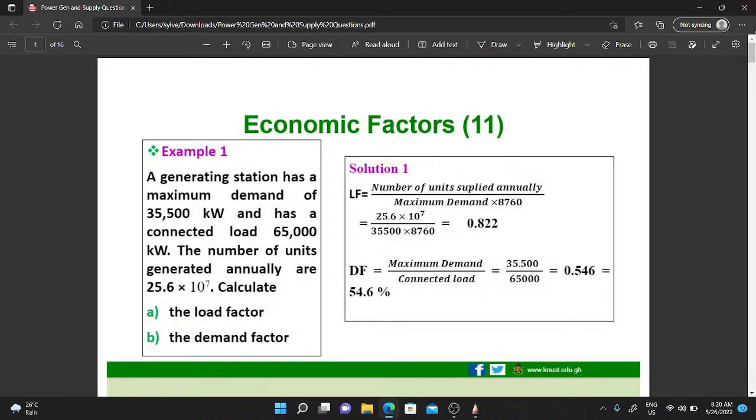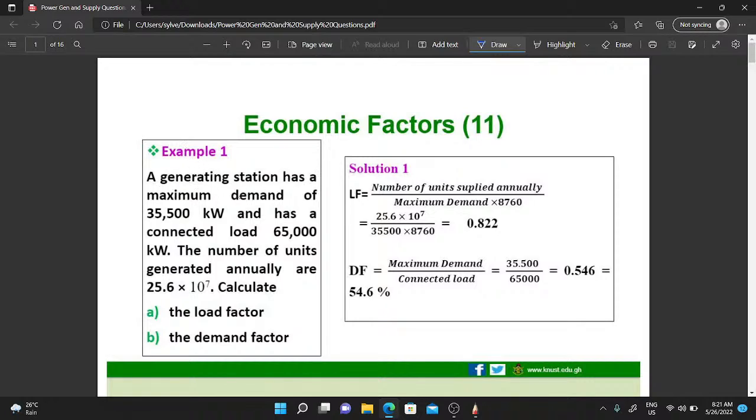So let's start reading the questions. First, please make sure you're familiar with the equations. When you get the question, write the parameters down. As you write the parameters down, you will know the equation to use.